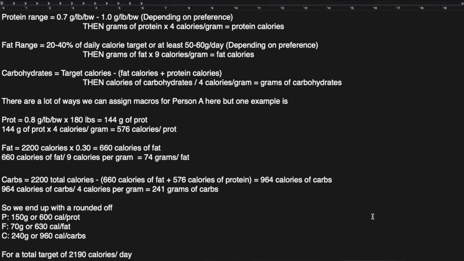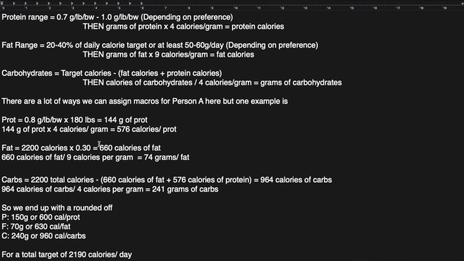For fat, we have his total daily calorie target after the deficit is subtracted, so not the TDEE, but the target itself of 2200 calories multiplied by 0.3 or 30% of his total daily calories, and we wind up with 660 calories of fat. 660 calories of fat divided by 9 calories per gram, and we wind up with 74 grams of fat. His carbohydrates will just equal 2200 total calories subtracted by parentheses 660 calories of fat plus 576 calories of protein close parentheses, and we wind up with 964 calories from carbs divided by 4 calories a gram, and we wind up with 241 grams of carbs.